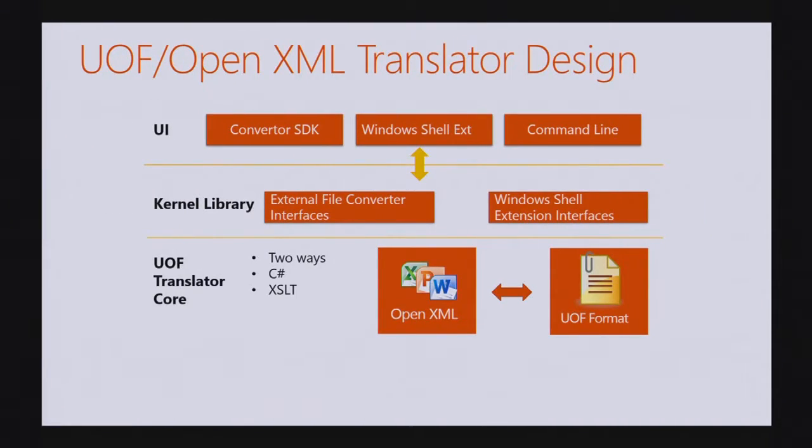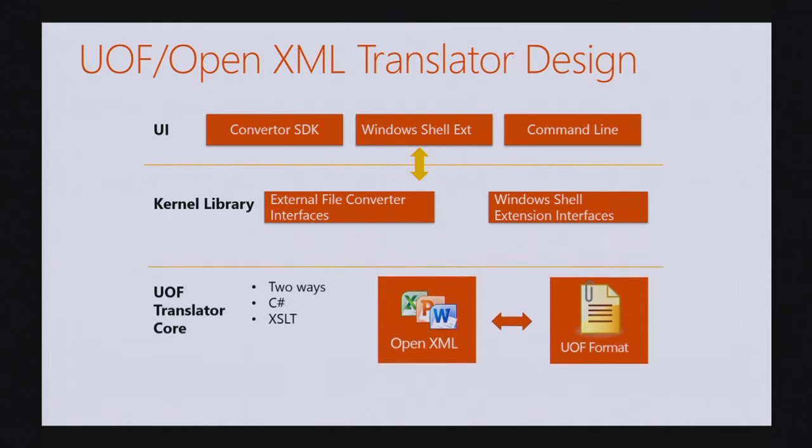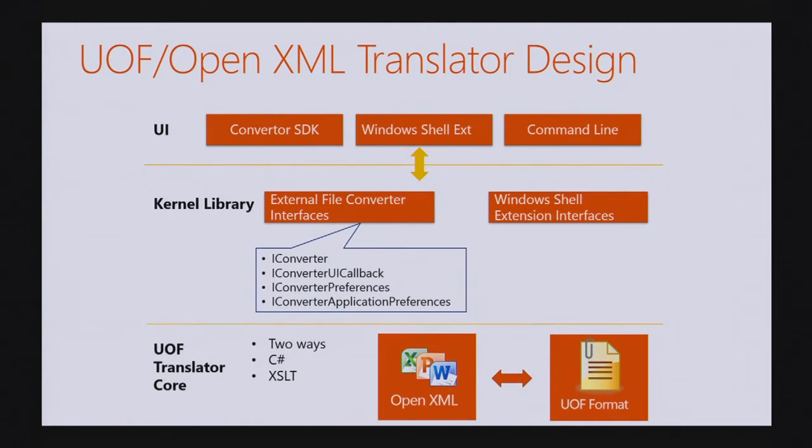Okay, after introducing the core translation, let's see the other part of the tool, the library. We have two kinds of interfaces in the library. One deals with the interfaces of Microsoft Office. The other deals with Windows.